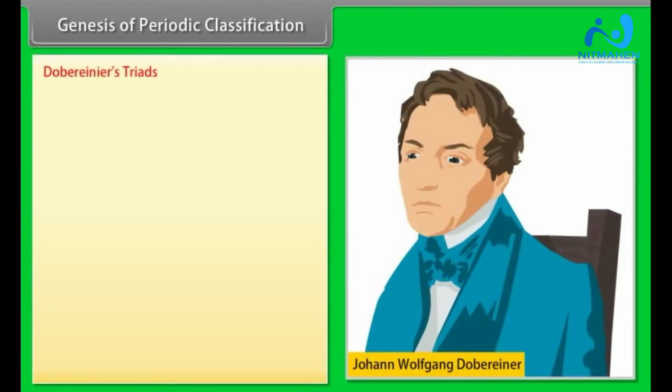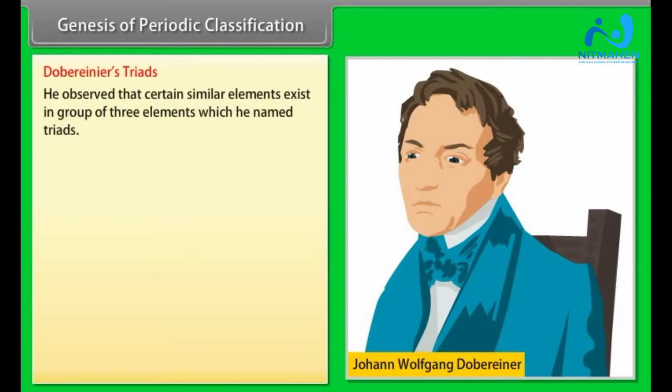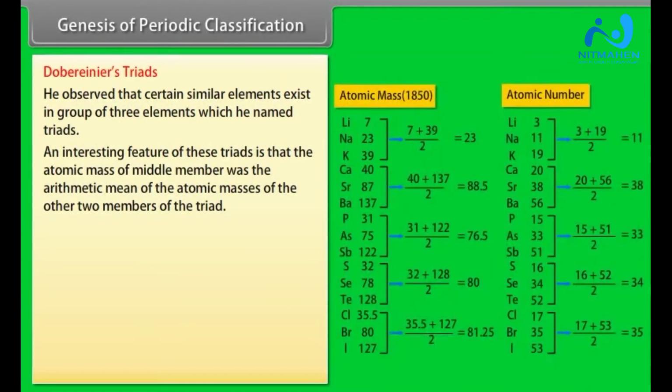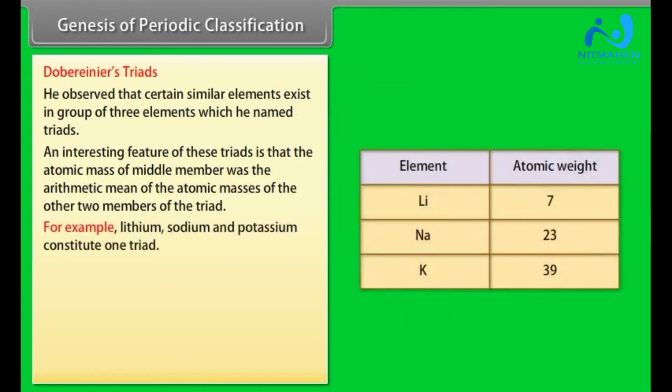Döbereiner's triads. He observed that certain similar elements exist in group of 3 elements, which he named triads. An interesting feature of these triads is that the atomic mass of middle member was the arithmetic mean of the atomic masses of the other 2 members of the triad. For example, lithium, sodium and potassium constitute one triad.